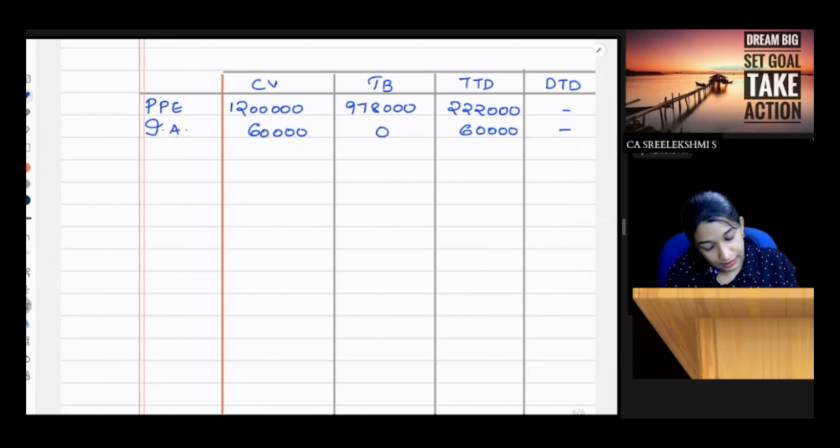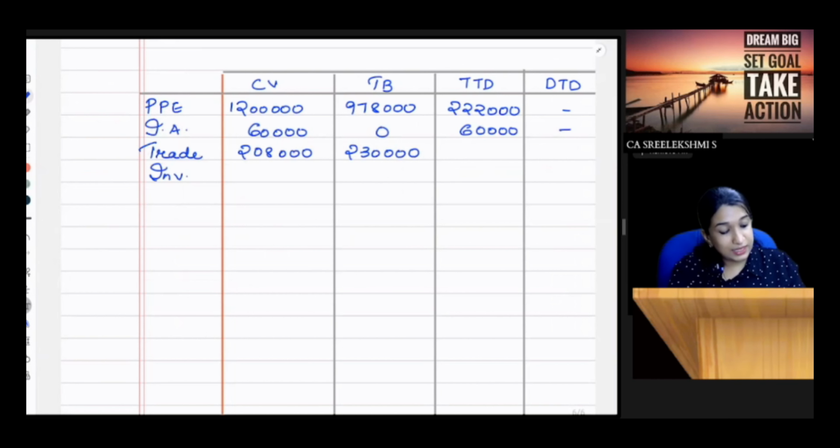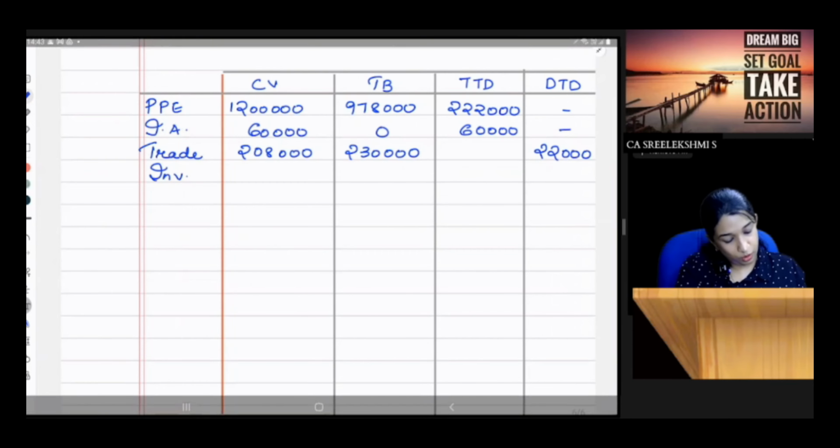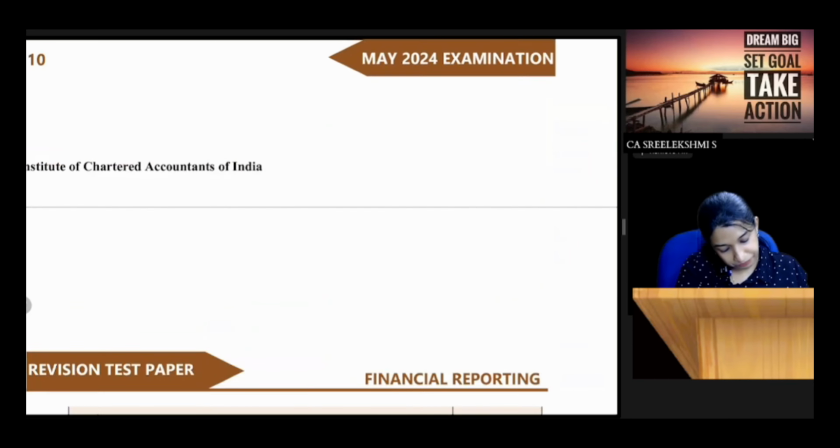Okay. Then on the next one, trade investments. Trade investments carrying value is 2,08,000, but tax base is cost 2,30,000. Carrying value is less. So in future, when you sell the investments, you will be getting deduction on loss. So there will be loss on sale. So deductible temporary difference is 22,000. Okay, fine. Then next item.